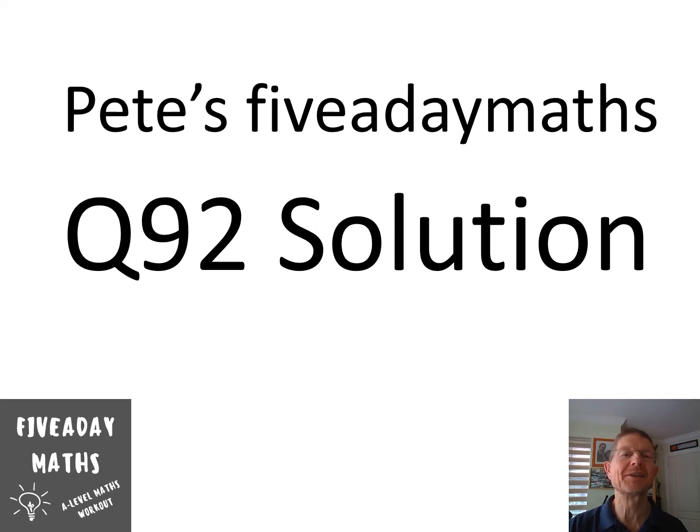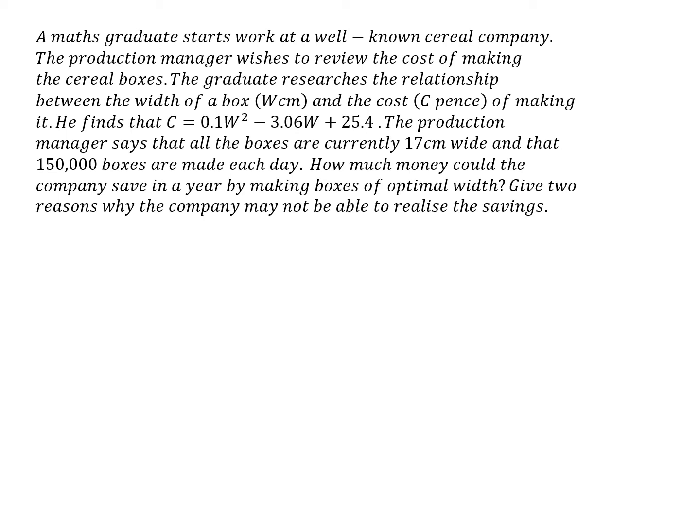So question 92, let's see if we can help our new employee make his claim to fame and change the size of the cornflake box. So the first thing I'm going to do is to find out what the current cost of producing a box is. And I'm simply going to put the 17 into the formula. So that gives me a current cost of 2.28 pence per box.